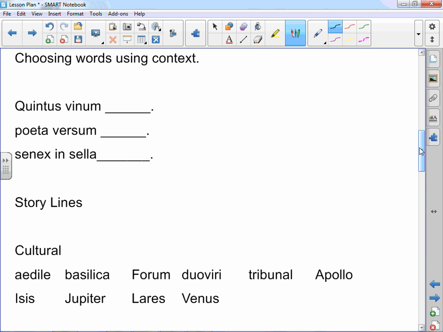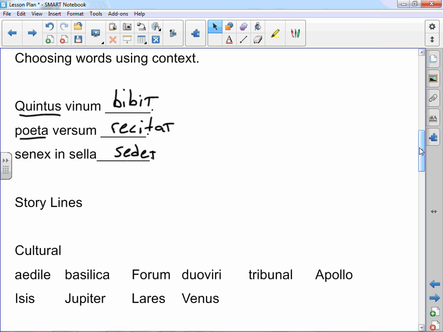All right, if Quintus is doing something to wine, he's probably bibit. I look at Quintus, that is a third person, so I'm going to use t. If a poeta is doing something to a verse, he is probably recitat. He's probably reciting a verse. If the old man is doing something in a chair, he is probably sedet. So trying to figure out what verbs that we can use in context is fairly important as well.